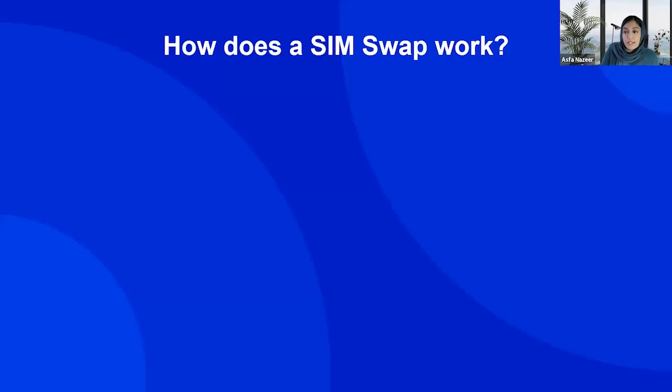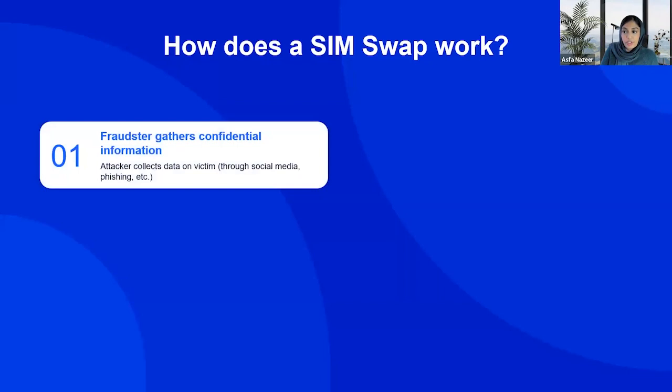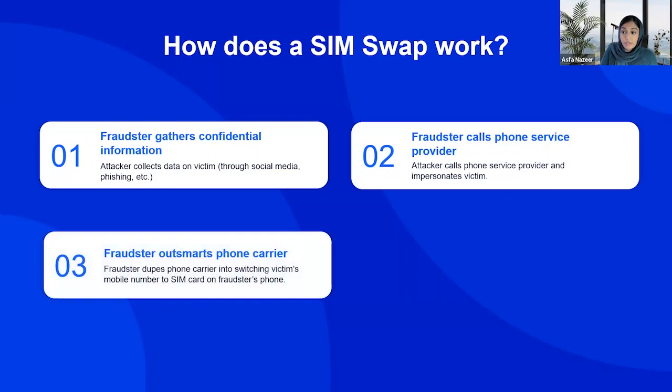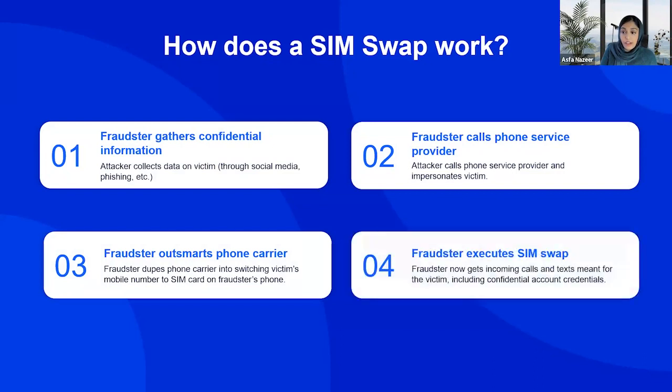So how does a SIM swap actually work? It usually happens in 4 broad steps. First, the fraudster gathers confidential information like user credentials. Then the fraudster calls phone service providers and impersonates the victim. Next, the fraudster is able to dupe the phone carrier into switching the victim's phone number onto a new phone. And thus, a fraudster has successfully executed a SIM swap.